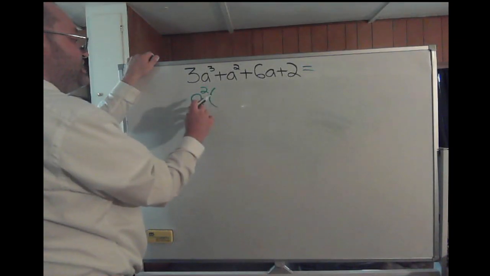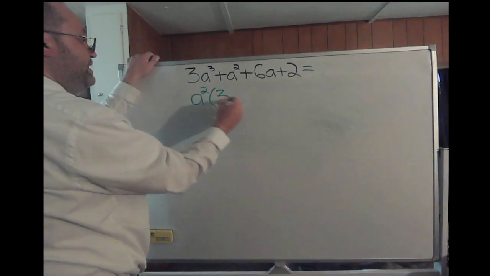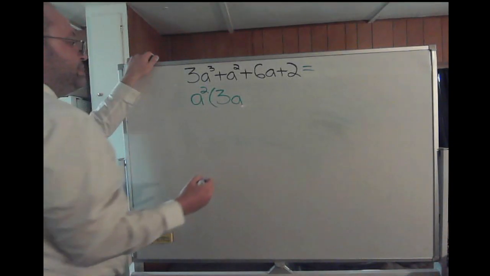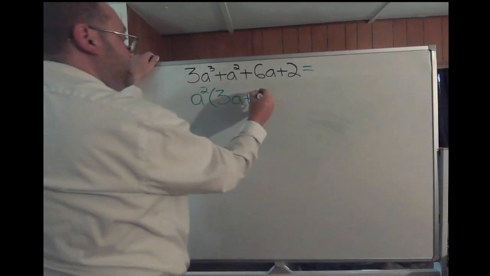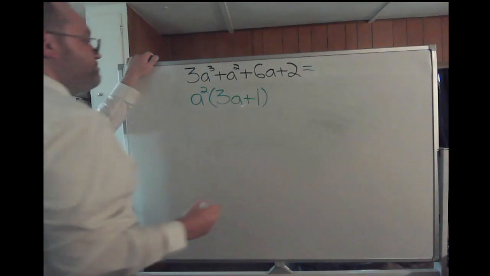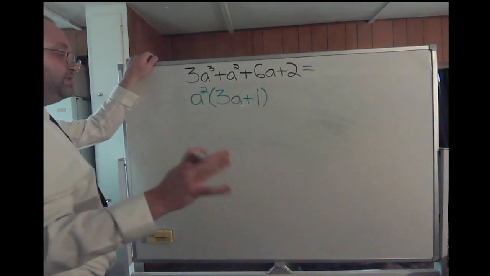So a to the second times what equals 3a to the third? Well, that'd just be 3a. Plus, now a to the second times what equals a to the second? That'd just be 1. Alright, so we've gotten a to the second times a quantity of 3a plus 1 so far.